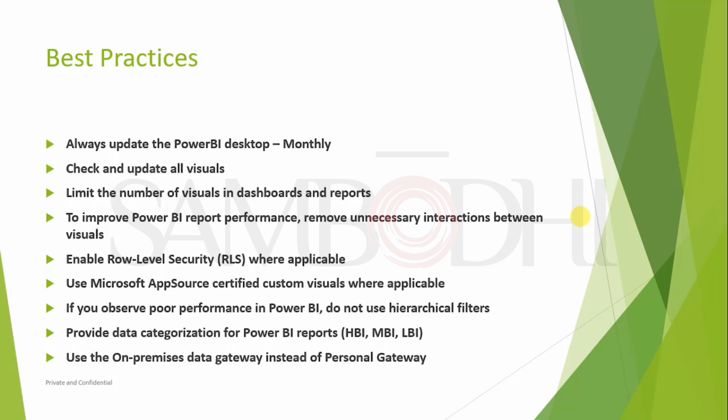At the same time, we provide data categorization for Power BI reports, which means high business impact, medium business impact, and low business impact. For data which has a very high impact on the business, the users who are consuming it have to be filtered using row level security, and the numbers have to be accurately reported in the right format, be it charts or cards having a single number. Accordingly, the shareability of those reports should be decided.